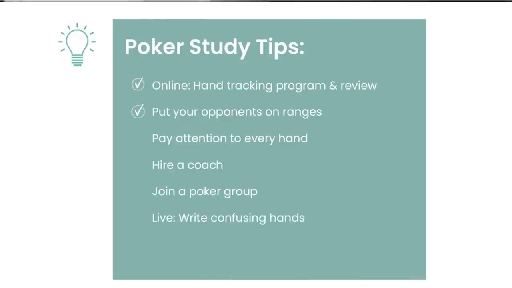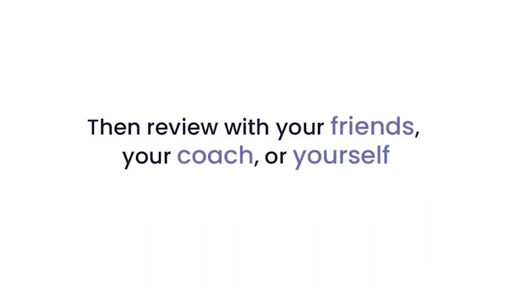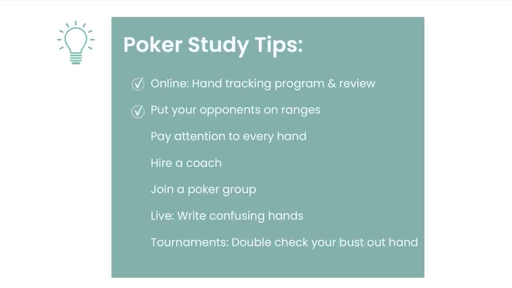If you have a hand that you're confused about, run it by friends and see what they have to say. Also, when you're at the table, if you're playing live, you should be writing down the hand histories that you're confused about, and then run them by your friends or your coach, or review them yourself off the felt. And when you're playing tournaments, you always want to double check your bust out hands.